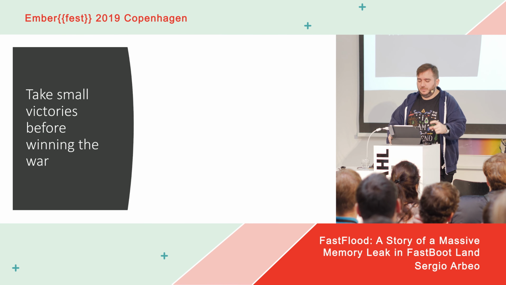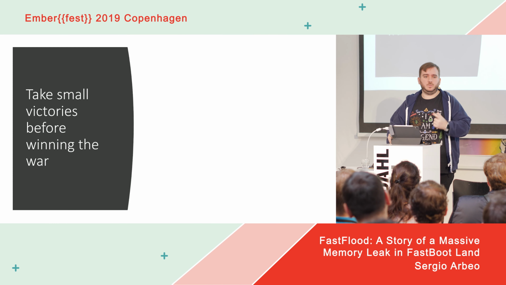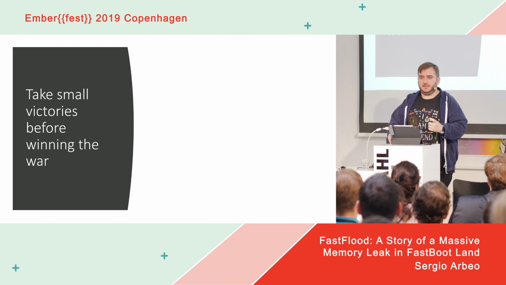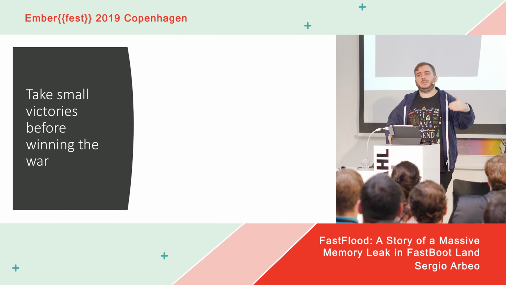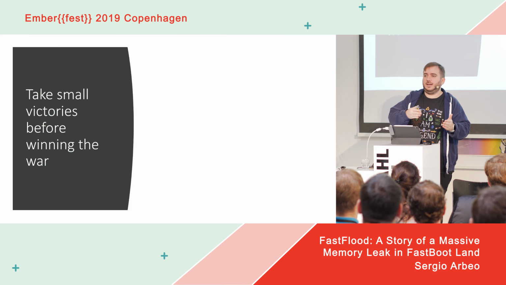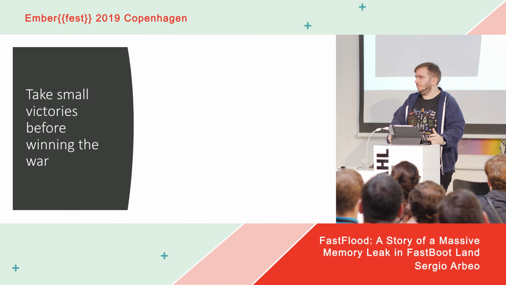This is, for me, the thing that worked the best. Take small victories before winning the war. First thing, victories are team victories. That means that nobody fixes the leak, the team fixes it. Because as we were splitting our tasks, in this case it was me fixing the leak, but if it weren't for the rest of the team doing other things, I couldn't be finding the actual leak. So it's the team finding the leak, not me. Okay?